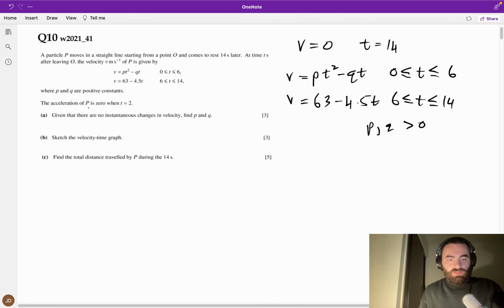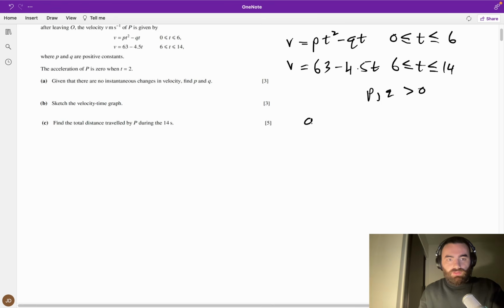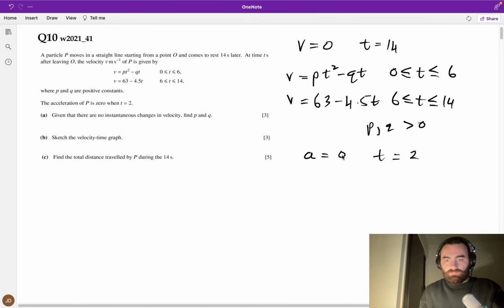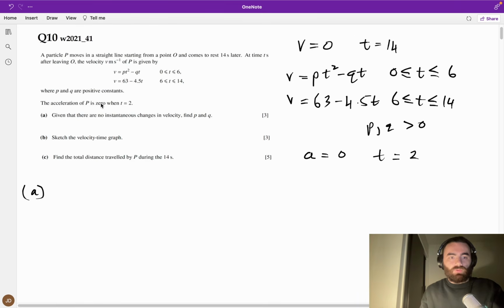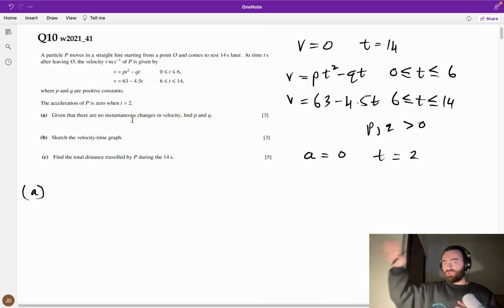The acceleration is another thing they're giving you. The acceleration is 0 when t equals 2. Given that there are no instantaneous changes in velocity, find p and q. What does it mean by no instantaneous changes in velocity? Well, it just doesn't jump from like 3 to 90. It doesn't do big jumps. So that means it's continuous.